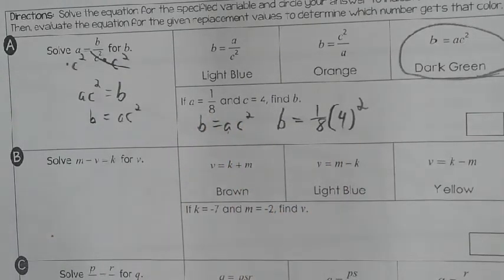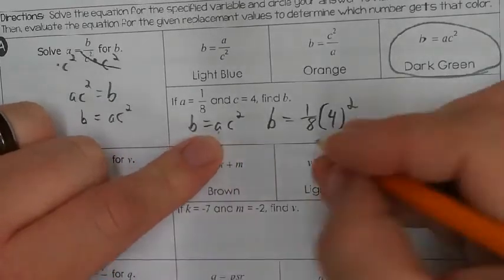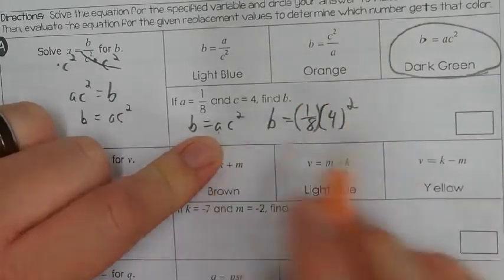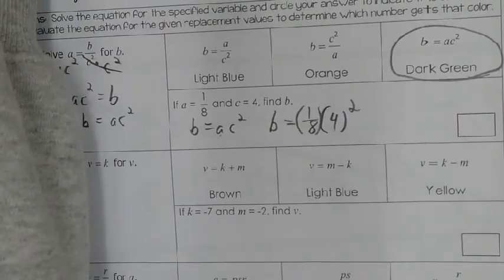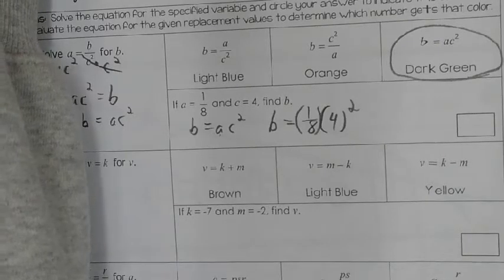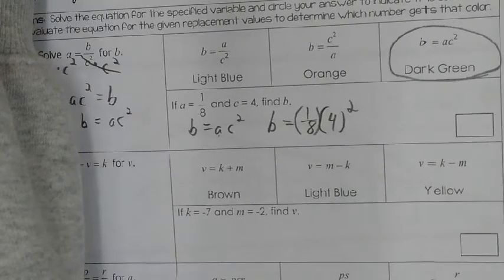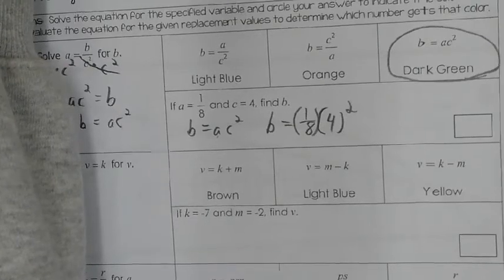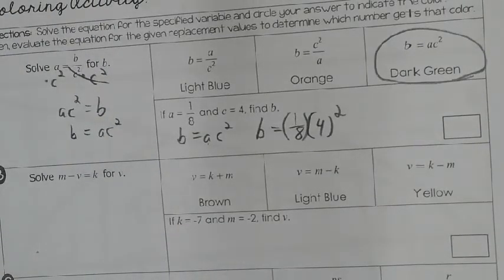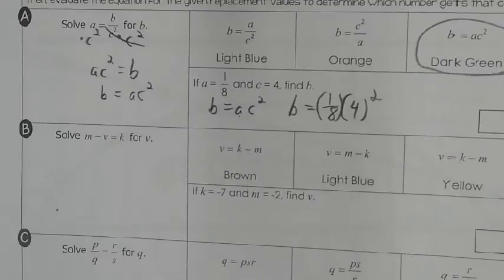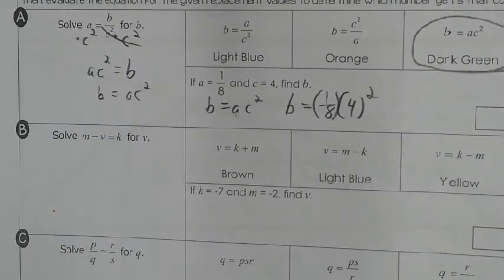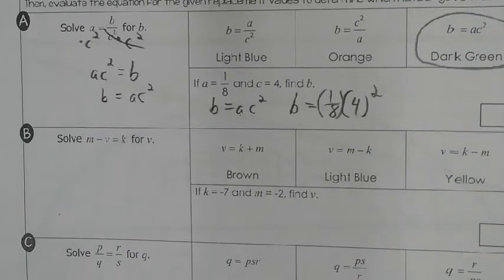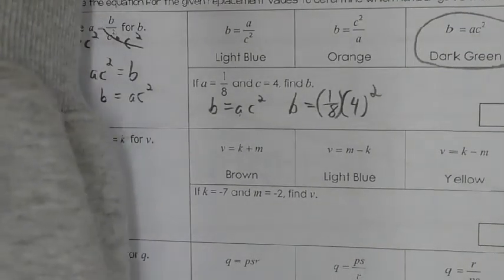Why did you put it in parentheses? Anytime you're substituting in, you're supposed to use parentheses. If you want to put all that in parentheses, you can. And then I'll just pull up Desmos. So now we type in, I'm just going to put parentheses around the whole thing so you can see what I was talking about. 1/8 times 4 and then squared. So you get 2.